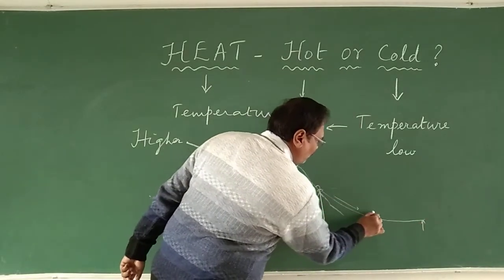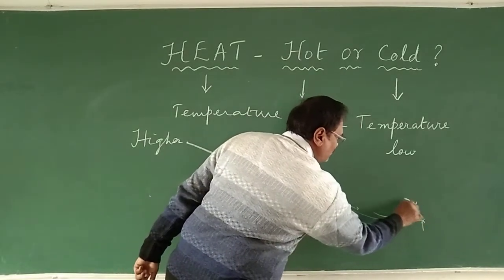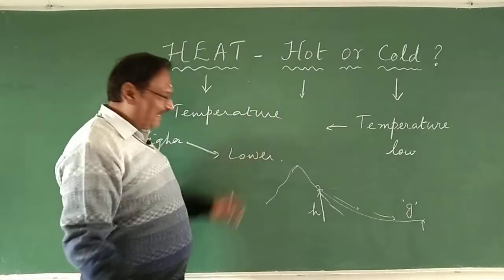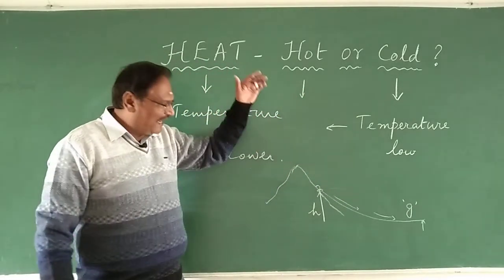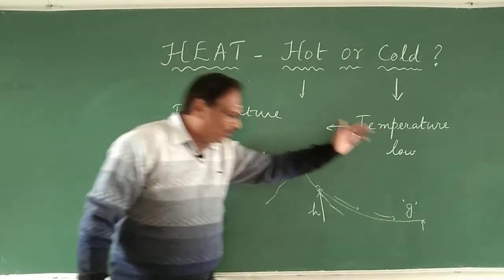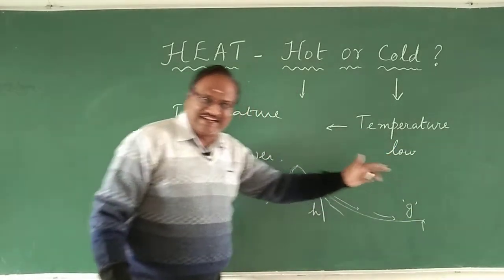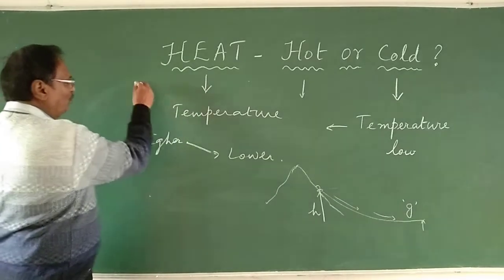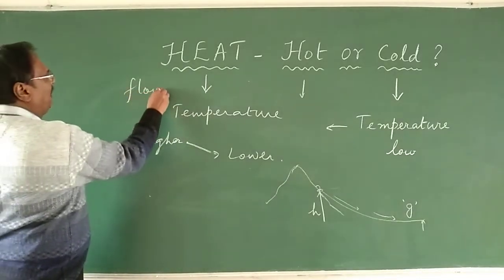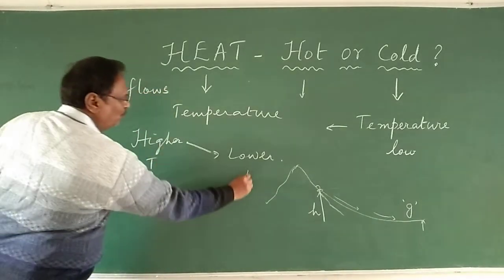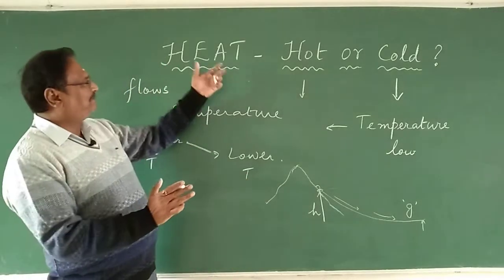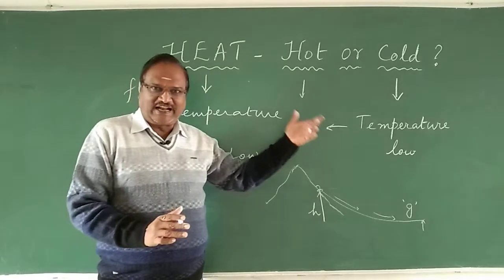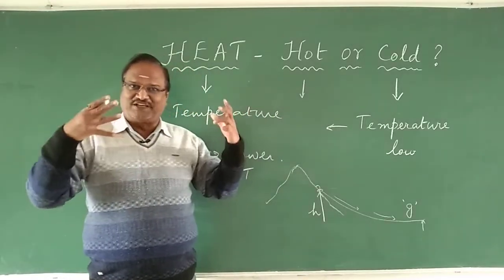So the water is flowing and gravity also is pulling it downward. Like that, water flows in a river from higher level to lower level. Like that, heat also flows from higher temperature to lower temperature. Keep this in mind. So this is the basic of heat and temperature connected together.